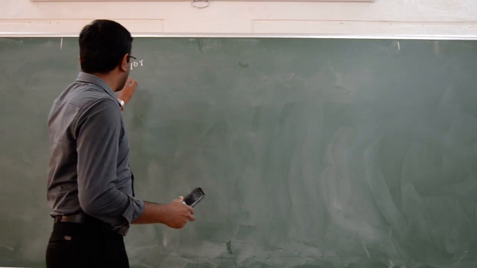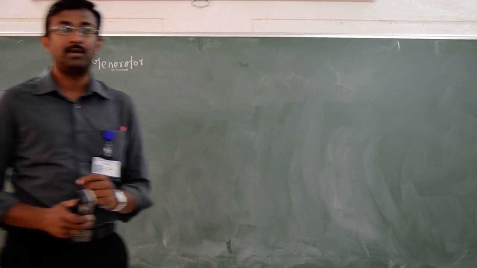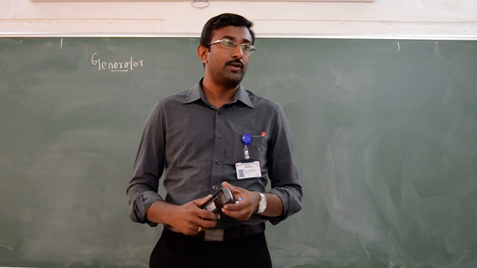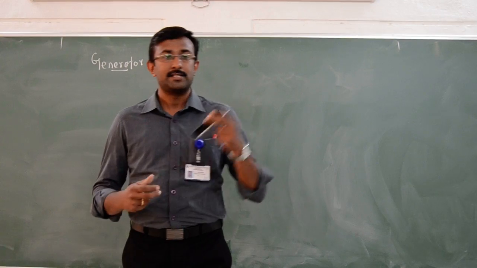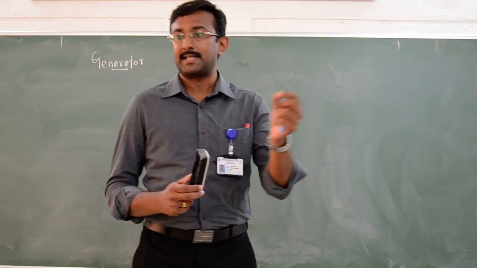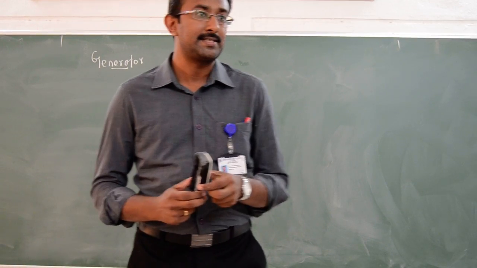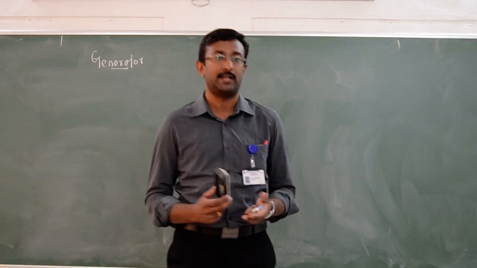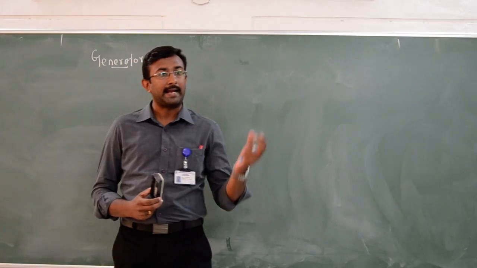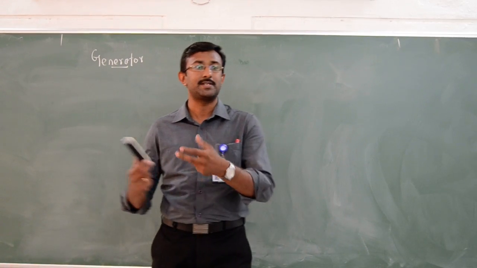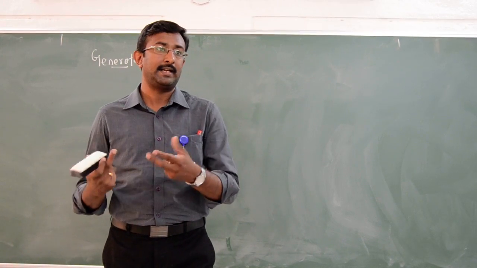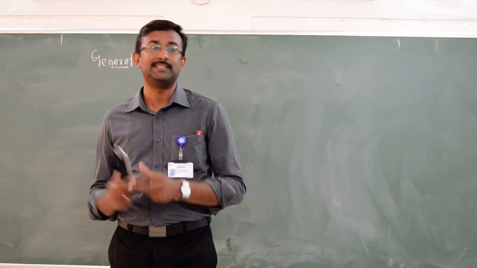Based on this, we have two types of generators. One is called an AC generator, or it is also called an alternator, and the second one is called a DC generator. Suppose you give an input energy as mechanical energy and the output energy is AC electrical energy, that is called an alternator or AC generator. Suppose we give mechanical energy as an input and the output is DC voltage, then that type of generator is called a DC generator.